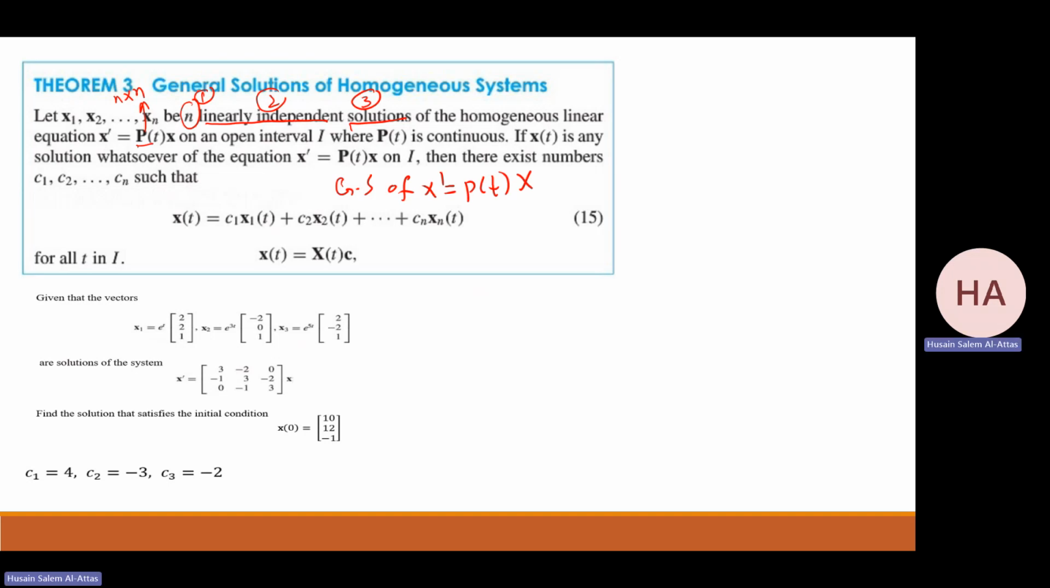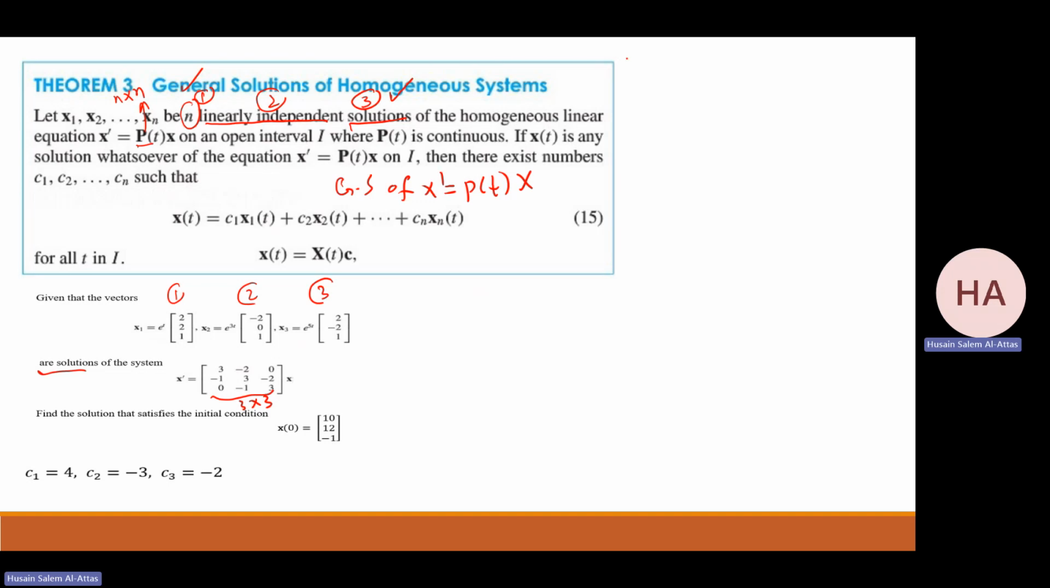What does he say? Given that these vectors are solutions. So I have 1, 2, 3, and this matrix is 3 by 3, so I have 3. This is correct, and they are solutions. So what I need to check is whether they are linearly independent or not.